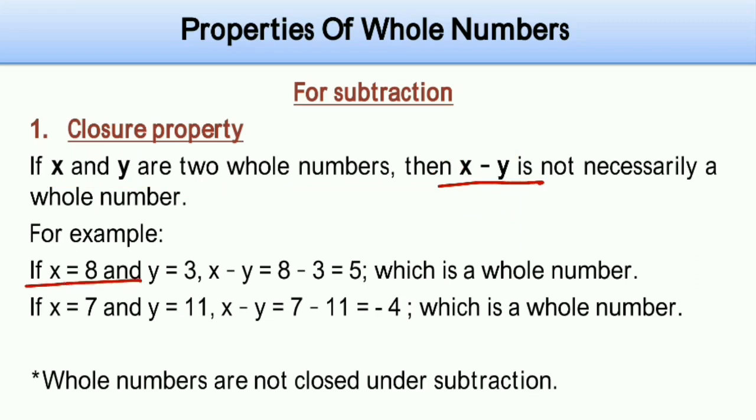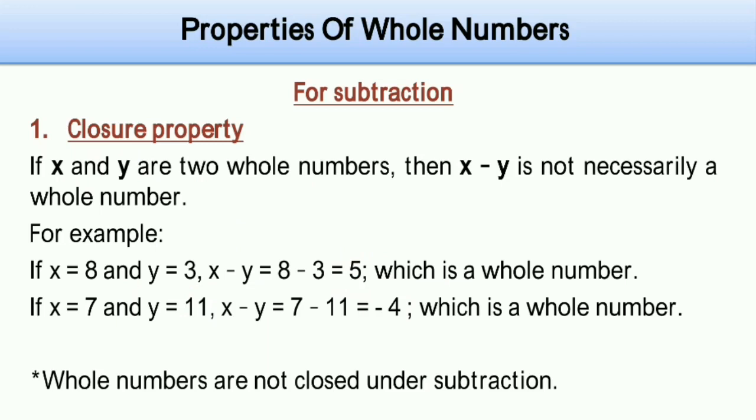Suppose that x is equal to 8 and y is equal to 3. Then x minus y is equal to 8 minus 3 is equal to 5. Very good. Here we have got the difference of the whole numbers, which is also a whole number. X and y were whole numbers, and x minus y is also a whole number, that is 5.